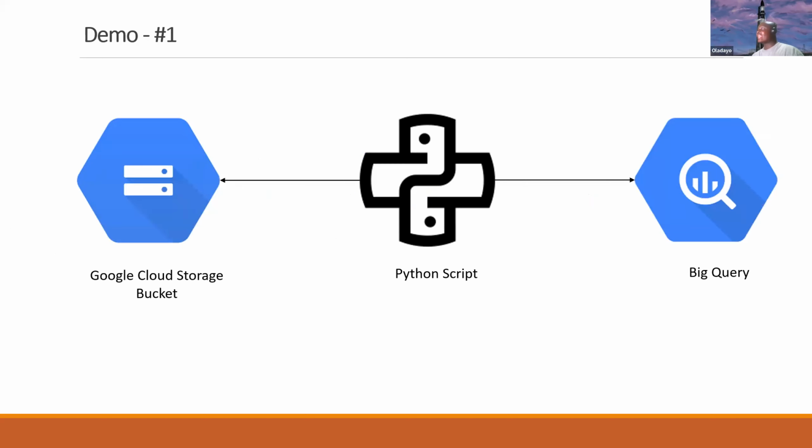So we can now move to the demo. Now, we're going to do 3 demos. For the first demo, we're going to read data from a Google Cloud Storage bucket. We're going to use a Python script, and it's going to deliver the data into a BigQuery table. That's the first demo that we're going to do.